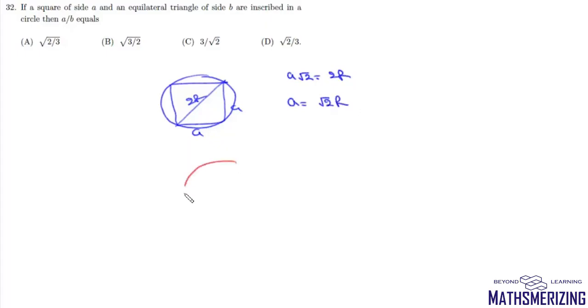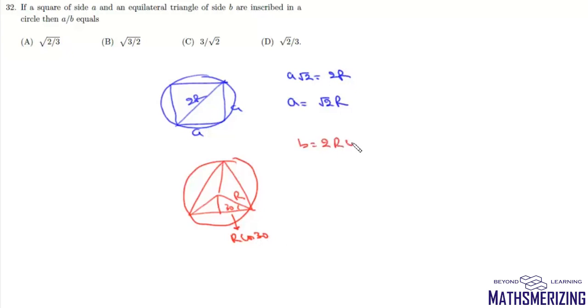Now if an equilateral triangle is inscribed in this circle, now this is R and this angle is 30. Now this length is R cos 30. Now B is 2 times R cos 30. So we can write B as 2R cos 30, and cos 30 is root 3 by 2. So B is root 3 R. Now we need to find the value of A upon B. So the value of A upon B simply will be root 2 upon root 3, and that's your option number A.